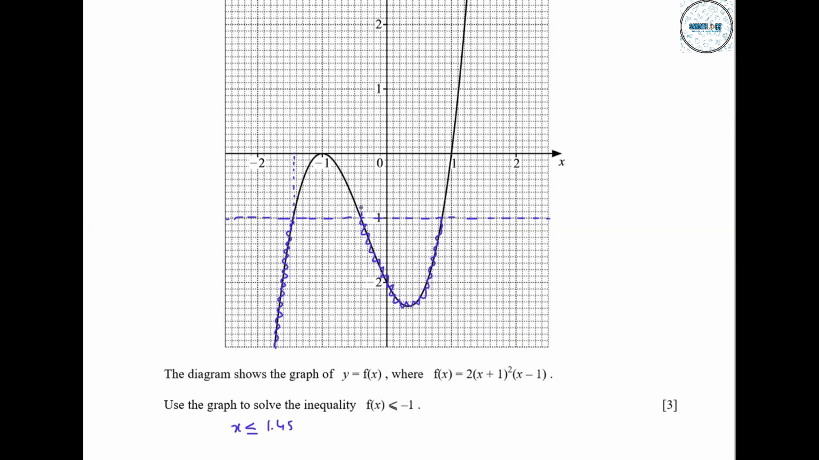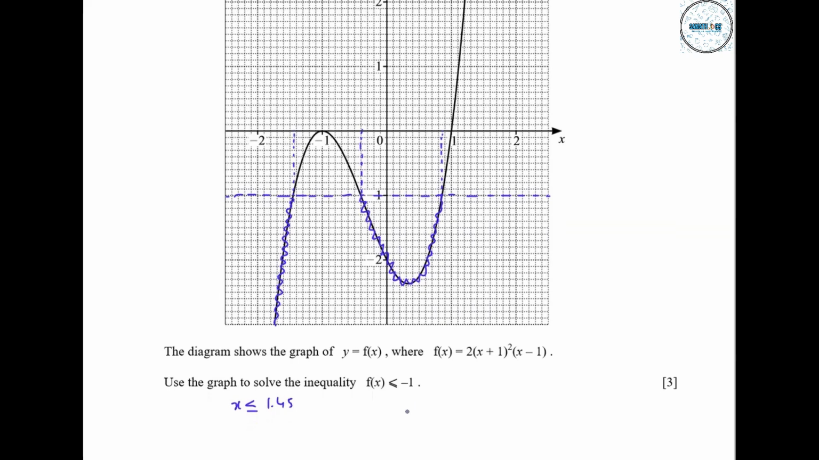And now we will consider this part of the curve. We will see this is at x is equal to minus 0.4 and this point is at x is equal to 0.85. And these are the values which are in between these two values. So we can write the range as x is greater than or equal to minus 0.4 and less than or equal to 0.85.